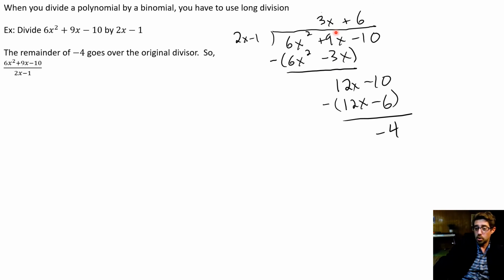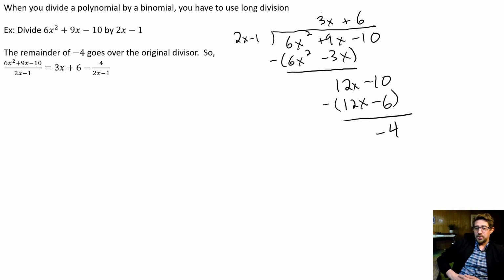So the quotient, like your answer, is 3x plus 6, and then it's always plus the remainder over the original divisor. This would be like if you got a 2 at the end, so that means you had a 2/3 or something. So it's going to be 3x plus 6 minus 4 over 2x minus 1.